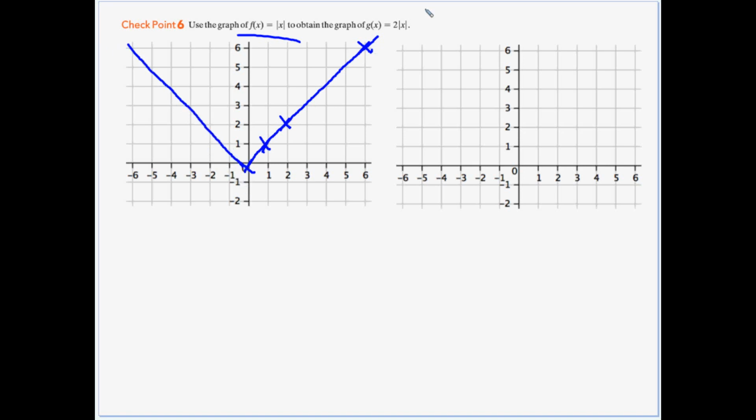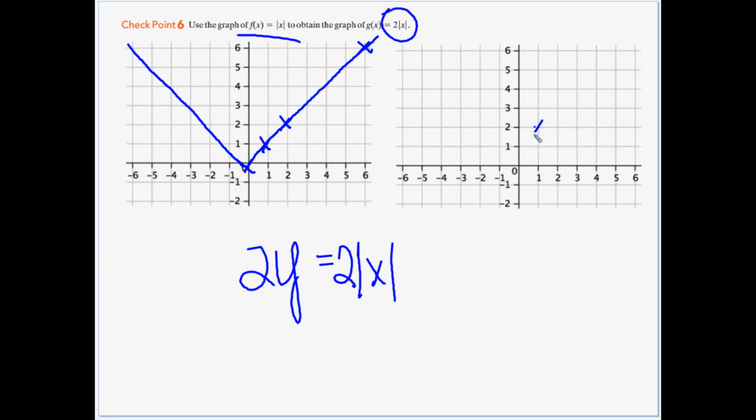Now, I can write that as y equals the absolute value of x. If I put a 2 here, I'm doubling all my y coordinates. So instead of going over 1 up 1, I'm going to go over 1 up 2. And instead of going over 2 up 2, I'm going to go over 2 up 4. And then over 3 up 6. So it's still going to be a V shape, but it's going to be a steeper V.